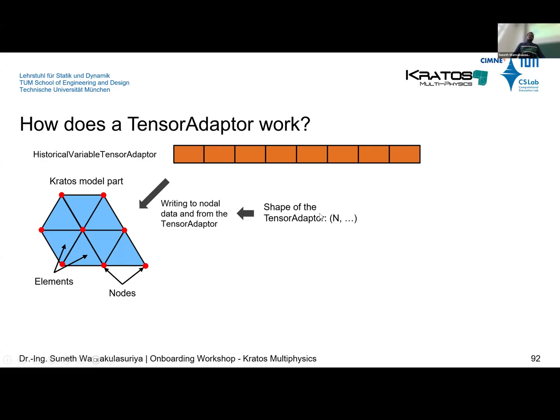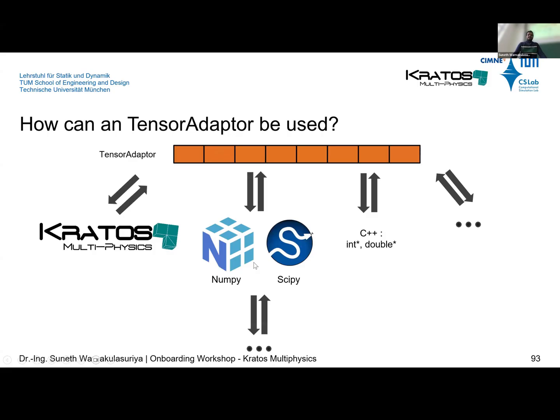So it uses the shape of the tensor adapter to cross-check whether you are writing to the correct variable or all those things are done. Then tensor adapters are heavily used to back and forth get information from Kratos to Kratos also, because it's super fast, because we use shared memory parallelism in there, and it's a flat vector, so it's fast.